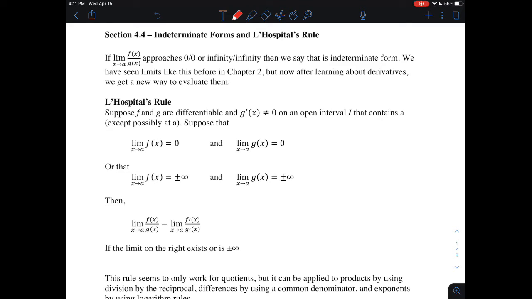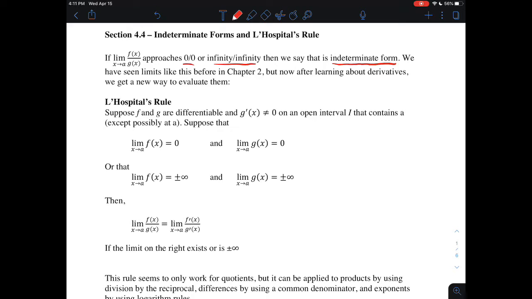Section 4.4, Indeterminate Forms and L'Hopital's Rule. If the limit of the quotient f of x over g of x as x approaches a approaches 0 over 0 or infinity over infinity, then we say that that is an indeterminate form. So we are now giving a name to some quotients that we actually saw before. We saw some limits that had 0 over 0 when we first learned about limits. Now we're calling those an indeterminate form.